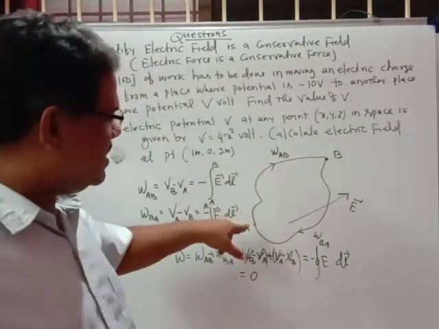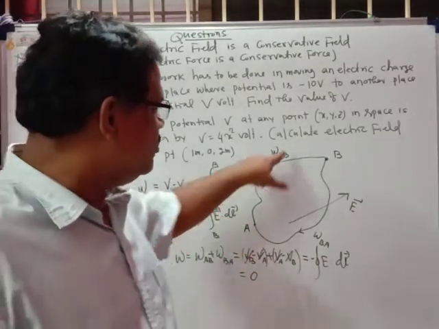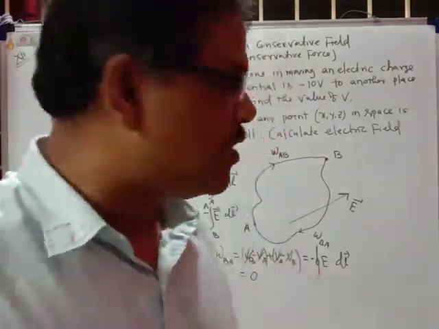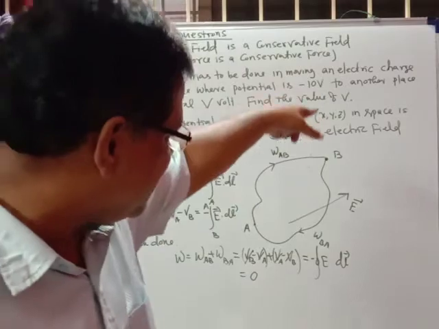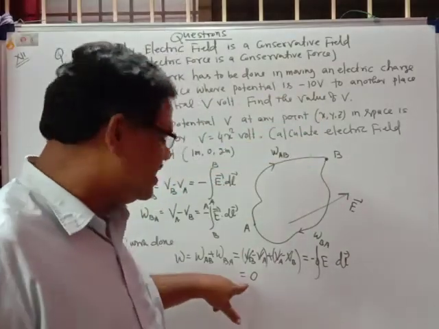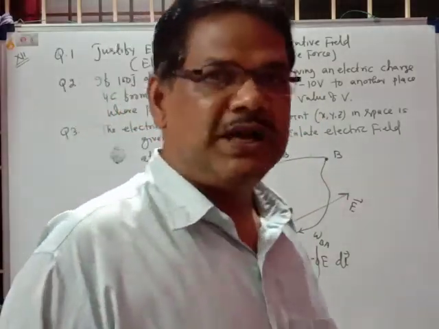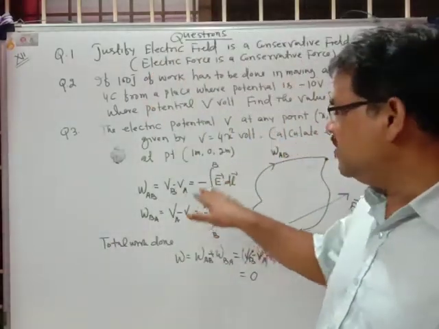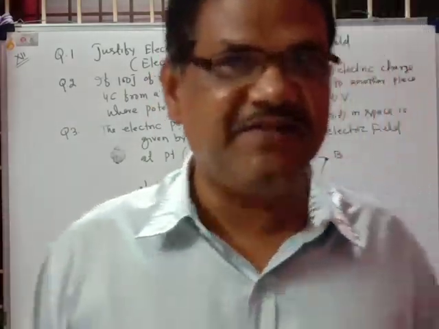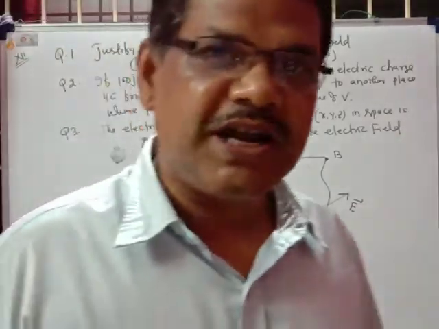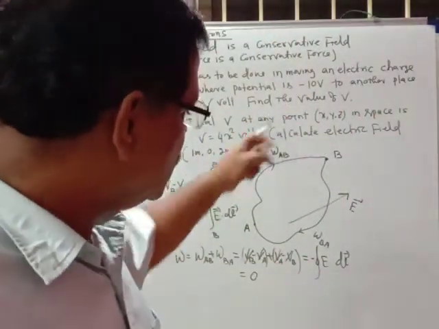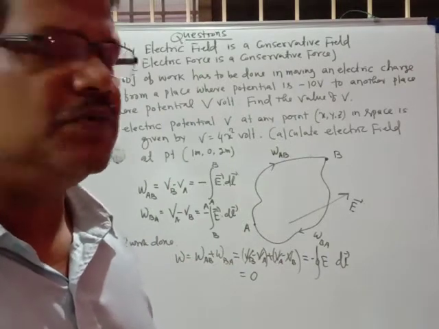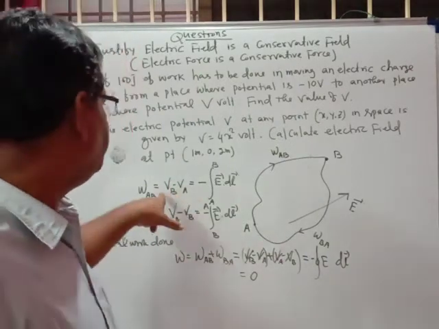So the total work done in taking the charge from A to B and bringing it back from B to A, here we have taken a unit test charge, is 0. So the work under the electrostatic field, or the electrostatic force, in a closed loop is 0. That is why the electrostatic force is a conservative force. You have to simply explain it in this manner.